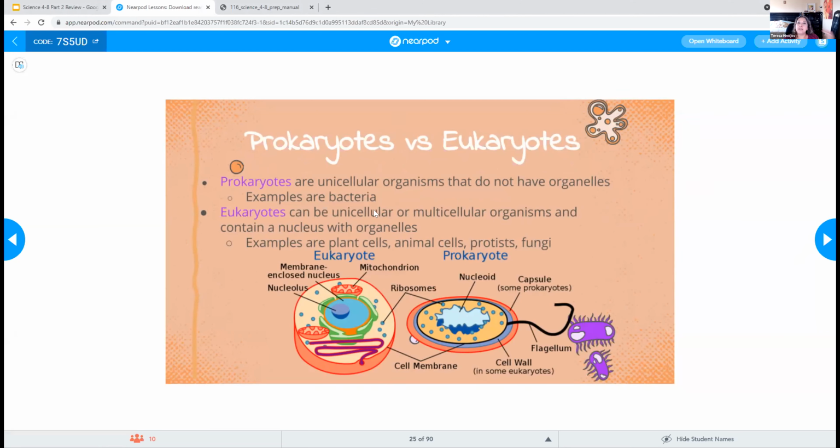Eukaryotes can be unicellular or multicellular. They have a nucleus, right? There's my nucleus, and they're going to have organelles. So they'll have an endoplasmic reticulum, mitochondria, ribosomes, and the Golgi apparatus, right? They'll have all sorts of different organelles with different functions. Again, they're more complex cells, and because of that, they're also going to be larger. Examples: plant cells, animal cells, protists, and fungi.